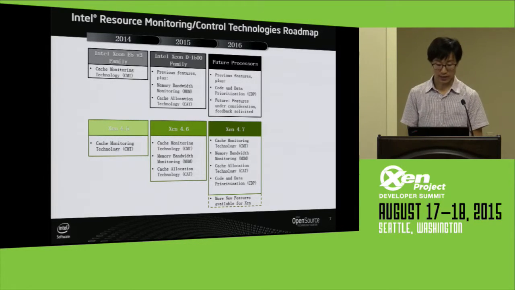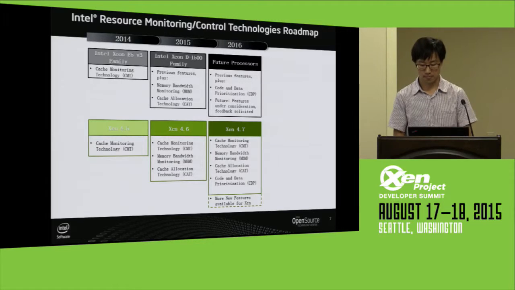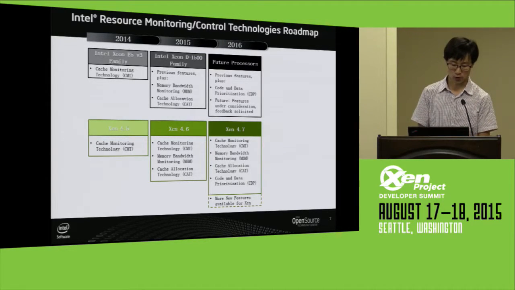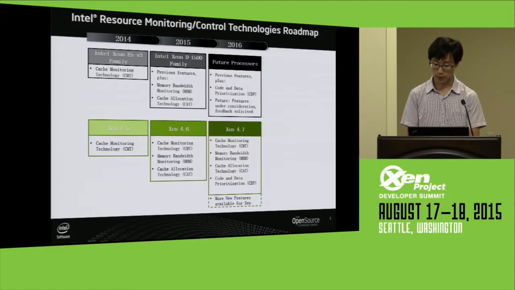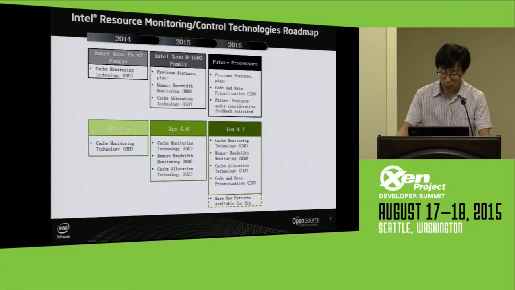This is the roadmap and its enabling status in Xen. Generally speaking, we already have cache monitoring in 4.5 and memory bandwidth monitoring in 4.6. Cache allocation will also be there in the next release of Xen. There's already a code and data prioritization plan, and possibly some future features.